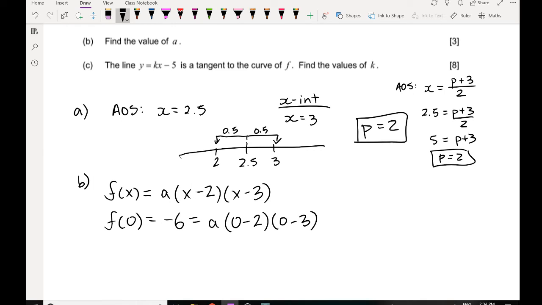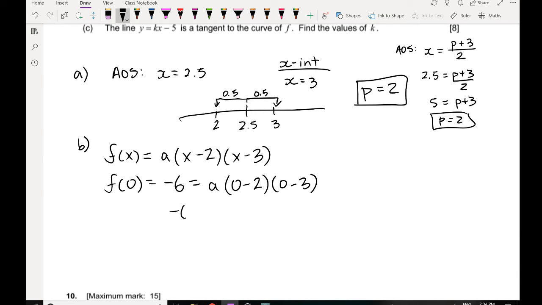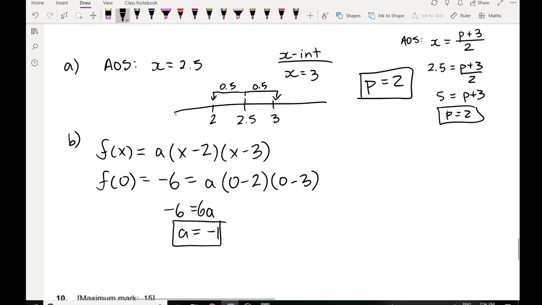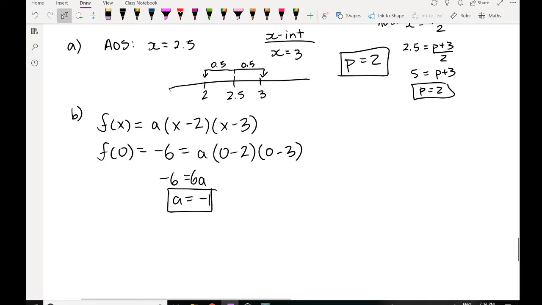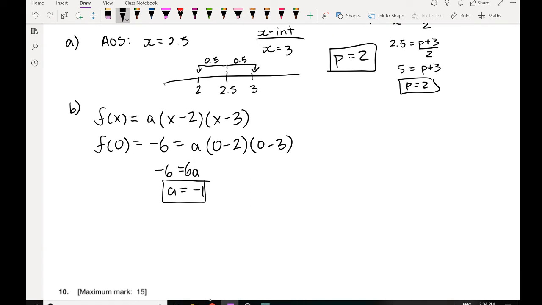So I can plug those values into the equation and solve for a. So I subbed in 0 for x, I subbed in negative 6 for y, and we're just going to simplify things a little bit here. So minus 6 is equal to a, and then this is negative 2 times negative 3, so that's 6 is the coefficient on a, and that means a must be negative 1. So now I have really the full function for f, which is helpful, I suspect, for part C.